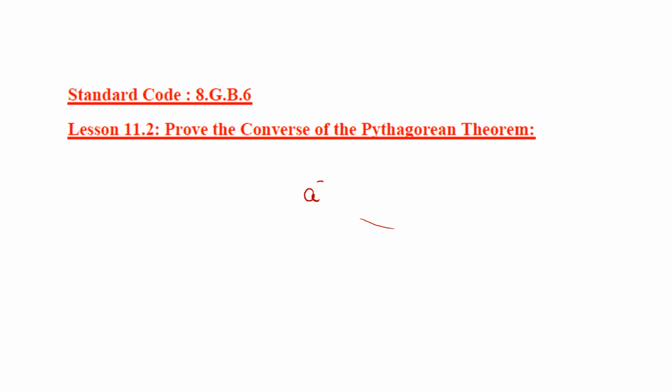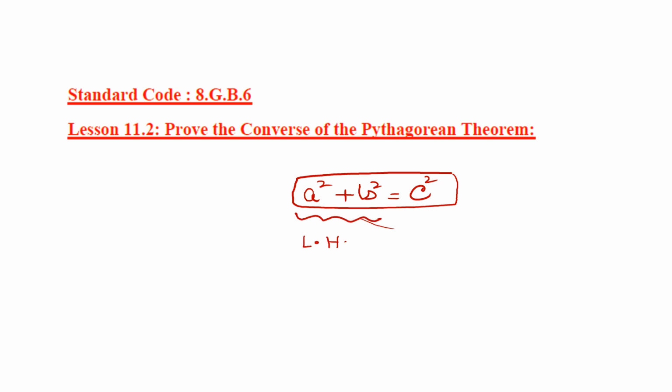it's very important that you know that a square plus b square is equal to c square, and this is basically the Pythagorean theorem. So this side is said to be the left hand side, or LHS, and this side is said to be the right hand side, that is RHS. If the sum of the squares of each shorter side is equal to the square of the hypotenuse, then you can say yes, they can make a right triangle. Otherwise, they cannot make the right triangle.